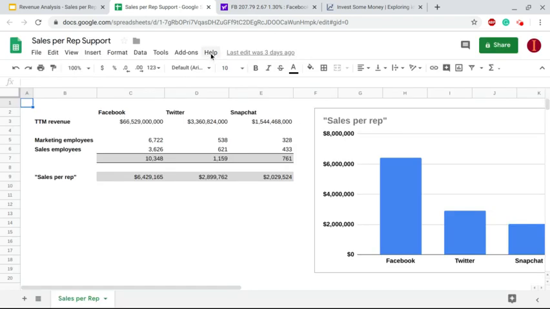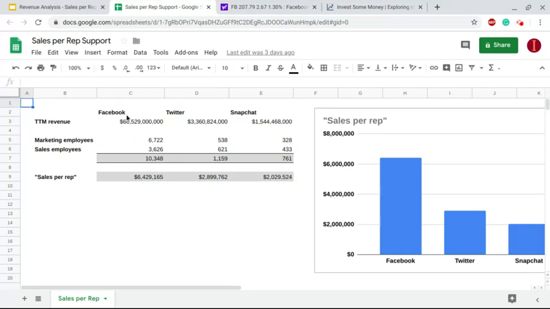And again, I've gone back to Facebook. A lot of my previous revenue analysis posts used Facebook as an example company, except for the last one, which used Target because it focused on sales versus inventory. And since Facebook doesn't carry inventory, it wasn't going to serve as a good example for that. But anyhow, in this case, sales per rep, we can pivot back to look at Facebook.